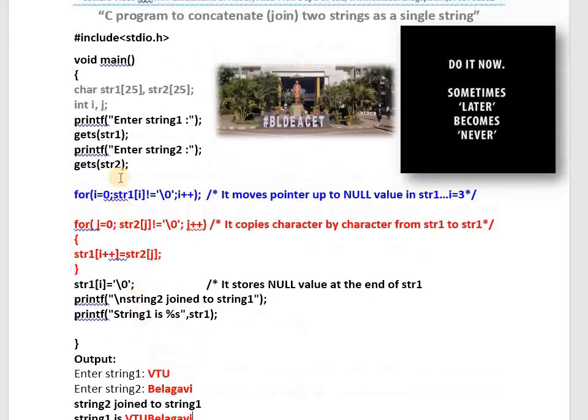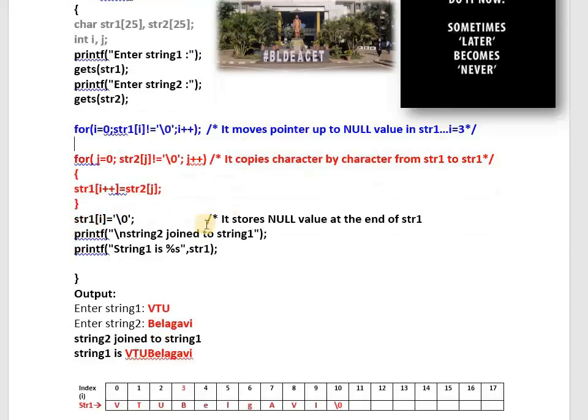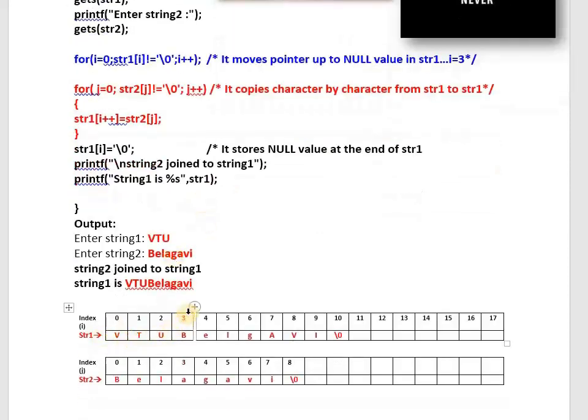I have taken two string variables, str1 and str2, and i and j. i is to process str1, and j helps us process str2. I read the first string as VTU and the second string as Belgavi. I move the i value till I reach the null value: 0, 1, 2, 3. When i becomes 3, it stops. The semicolon has been used purposely here. There is no work for it, but i increments till it gets the null value. Then j starts from 0: 0, 1, 2, 3, 4, up to 8.